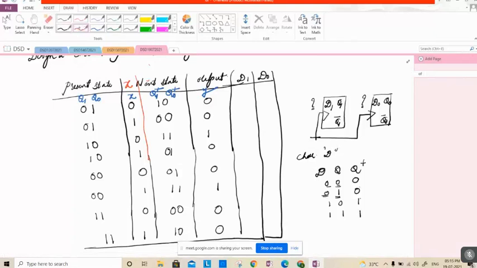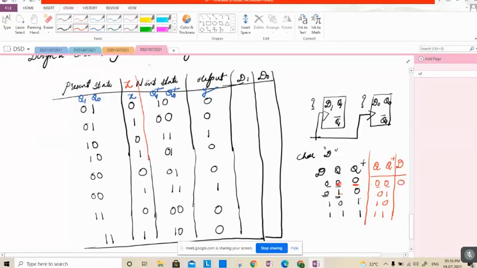Now, if you redraw the same truth table in another way, with Q, Q plus and D: 0, 0, 0; 0, 1, 1; 1, 0, 0; 1, 1, 1. Q is equal to 0 and Q plus is equal to 0, what is the value of D? 0. Q is equal to 0 and Q plus is equal to 1, what is the value of D? 1. So this is 1 and 0.